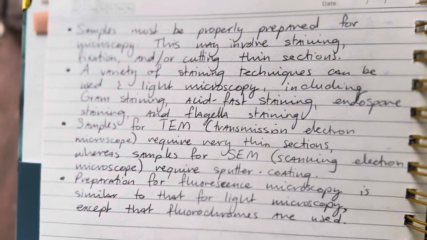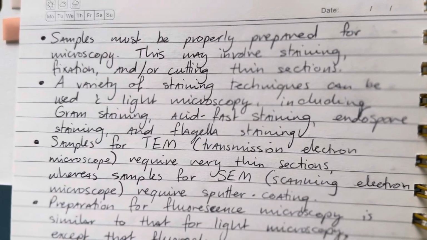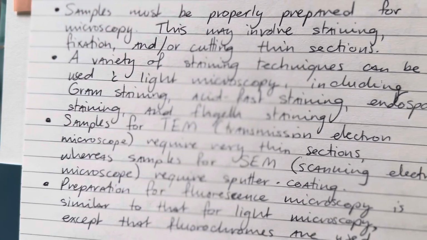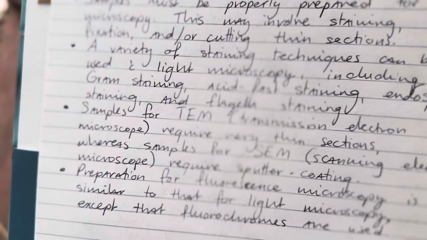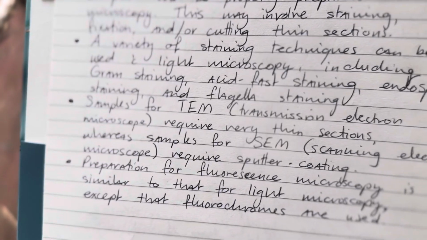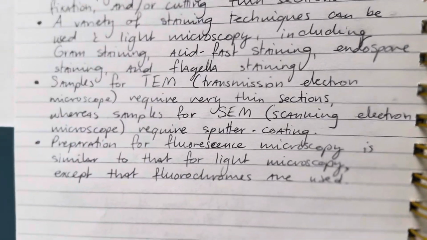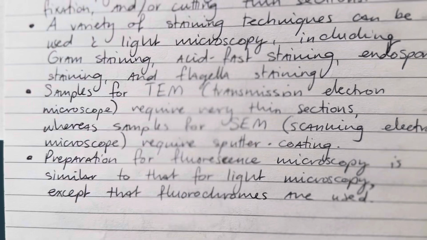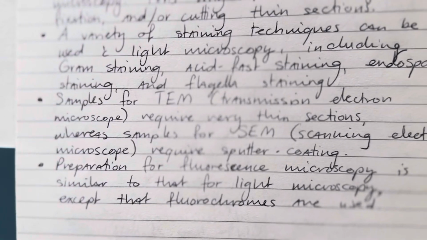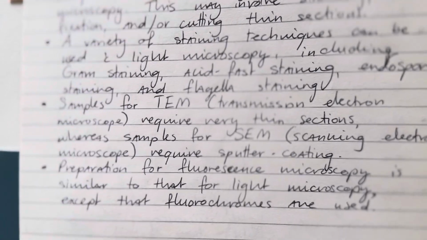Samples must be properly prepared for microscopy. This may involve staining, fixation, and/or cutting thin sections. A variety of staining techniques can be used with light microscopy: Gram staining, acid-fast staining, endospore staining, and flagella staining. Samples for TEM, transmission electron microscope, require very thin sections, whereas samples for SEM, scanning electron microscope, require sputter coating. Preparation for fluorescence microscopy is similar to that for light microscopy, except that fluorochromes are used.